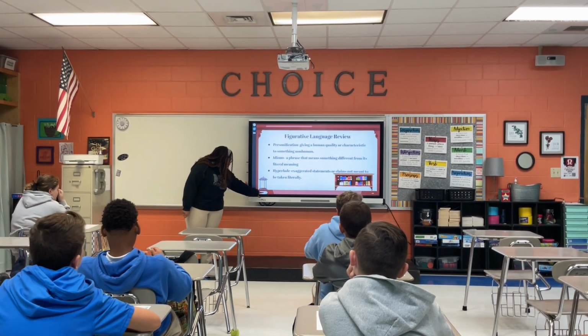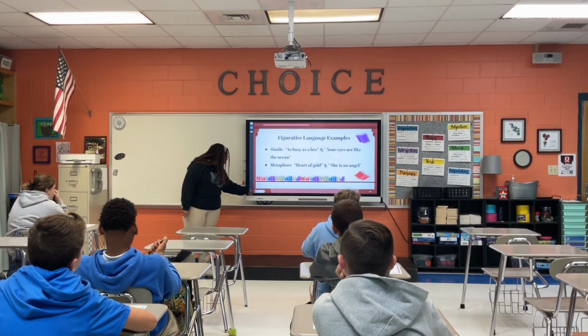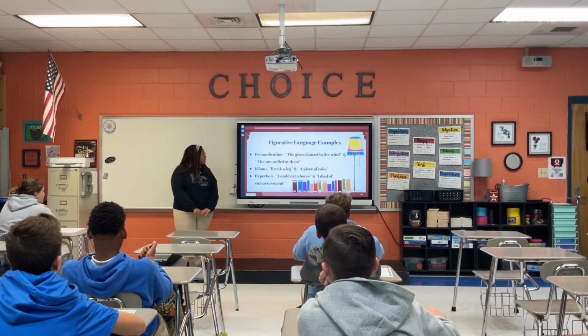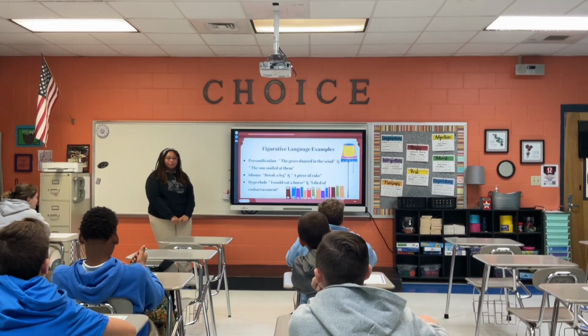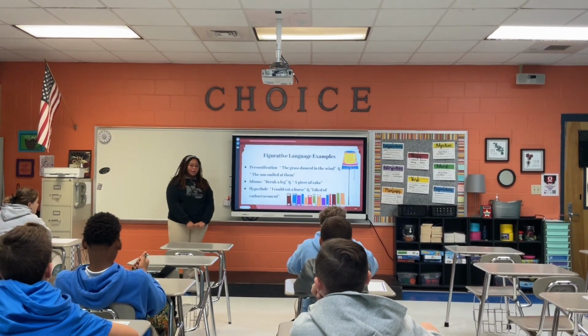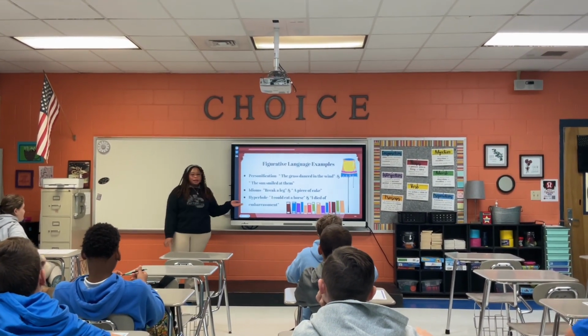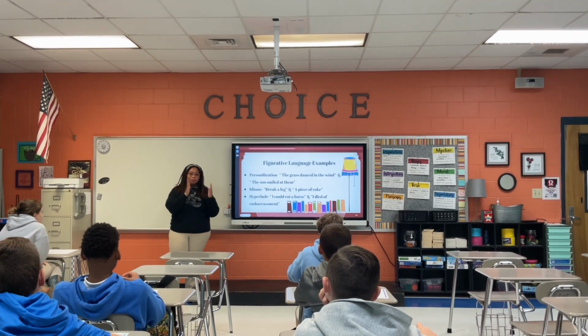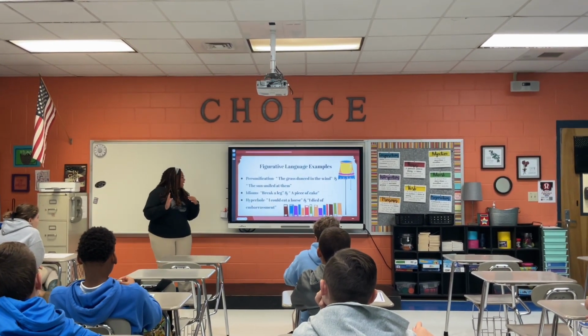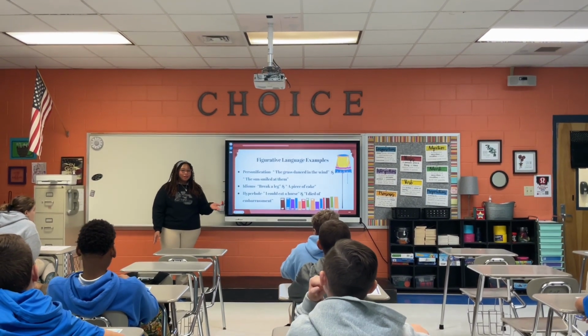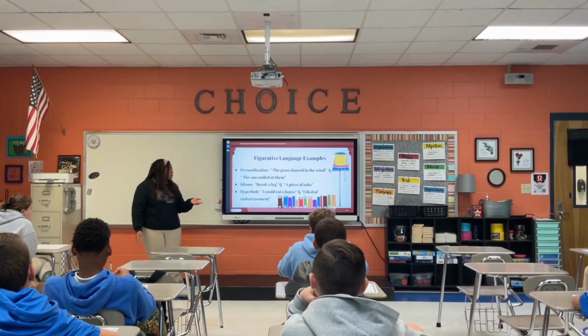Here we have more examples on the other slide. For personification, the grass danced in the wind. Can grass actually dance? No. So basically, saying the grass danced in the wind helps you visualize how the grass is moving when it's windy. And the sun smiled at them. The sun isn't actually smiling, it's just showing how much it was radiating.